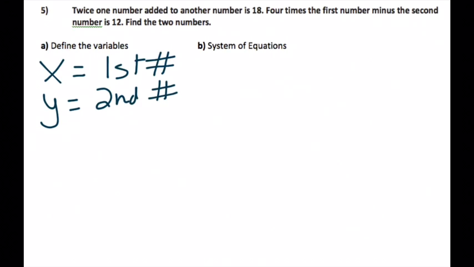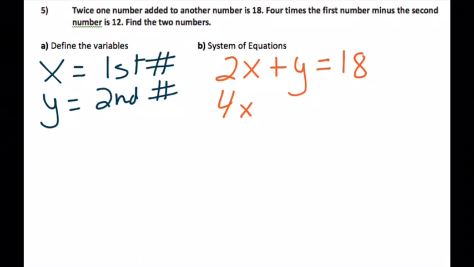Then, to write my system of equations, I have twice one number added to another number equals 18. Then 4 times that first number, which is x, so 4 times x, let's see, I didn't read it before I did that. So 4 times the first number minus the second number, so minus 2y equals 12.